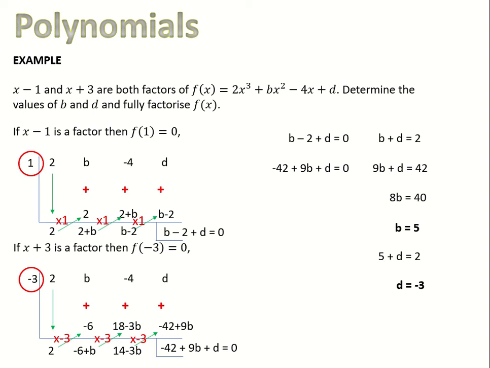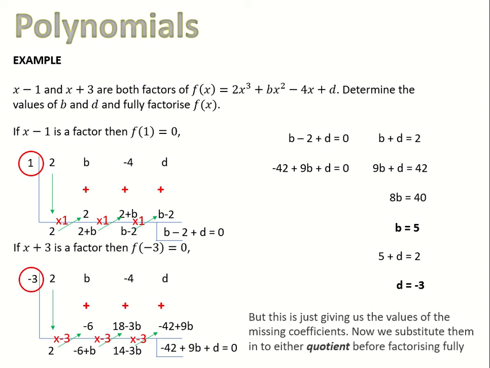Okay? So that's only part of the question. Again, when you think you've answered the question, go back and read it. We had to determine the values of b and d, which we've done, and then we needed to fully factorize. So I need to take these values and fully factorize. So this is just giving us the values, and then we substitute into either quotient before factorizing fully. So this is the beauty of this question now. Now we've got two quotients, and you can take these b's and d's and substitute them in.